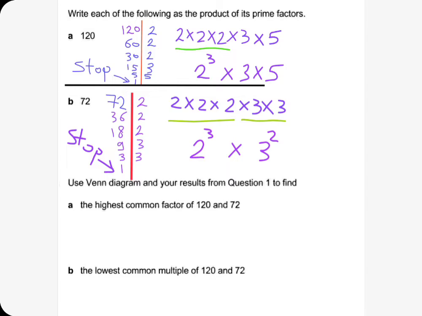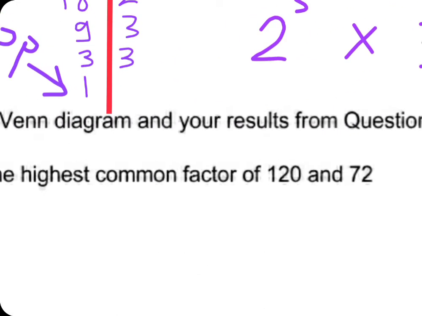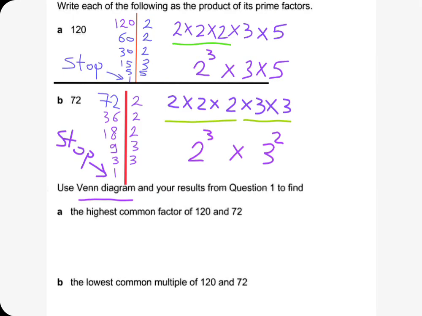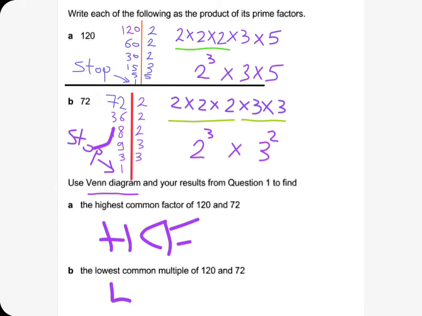Now, let's move on to the next step of the question. The next step, he wants you to use Venn diagram and the results of A and B to find the HCF here and the LCM here. Now, to find the HCF and LCM with Venn diagram is very easy.